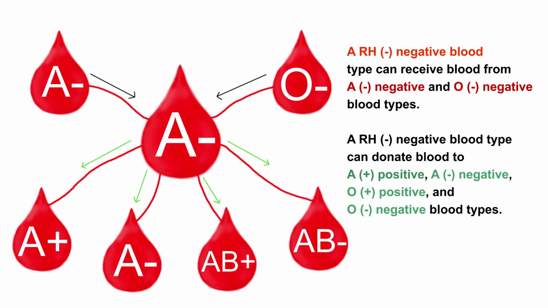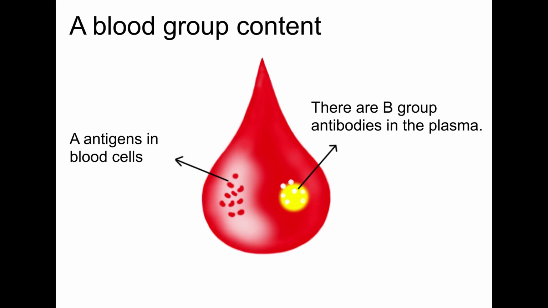A Rh negative blood can only receive blood from A negative and O negative blood types. A Rh negative blood can donate blood to A positive, A negative, AB positive, and AB negative blood types. A blood type cells contain the A antigen, while its plasma contains B antibodies.